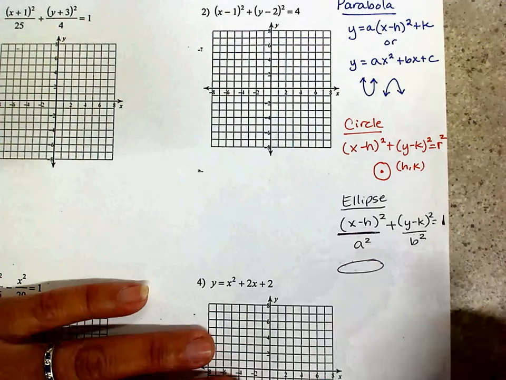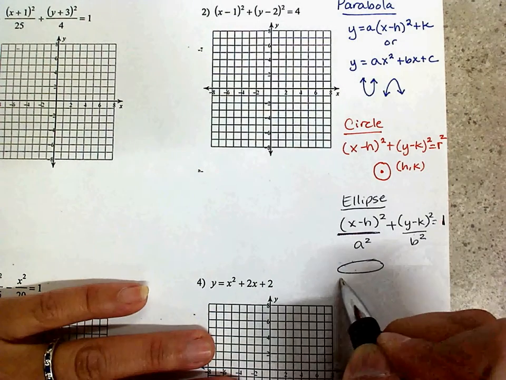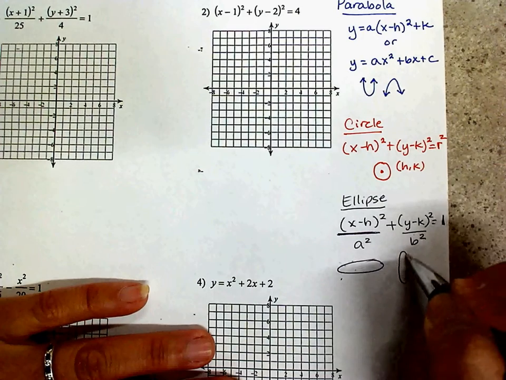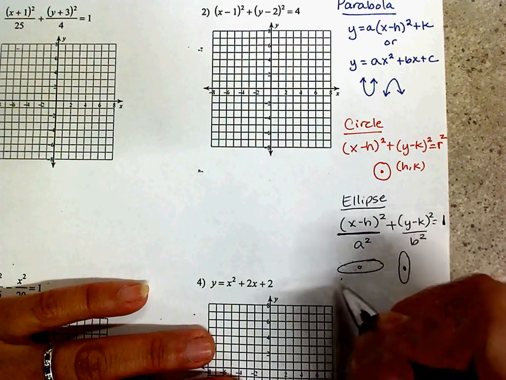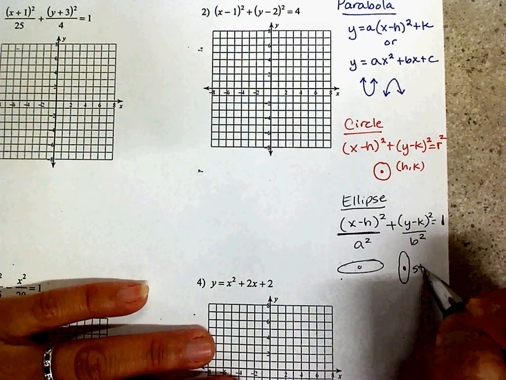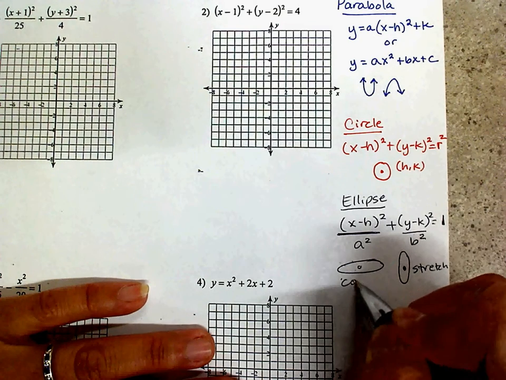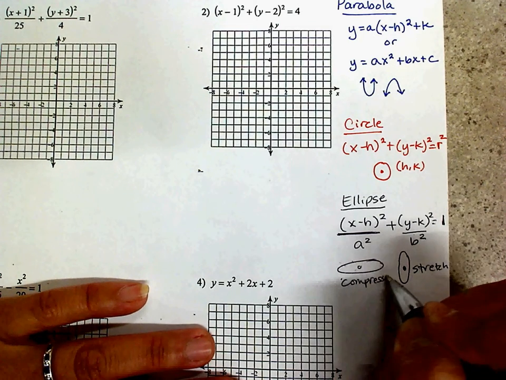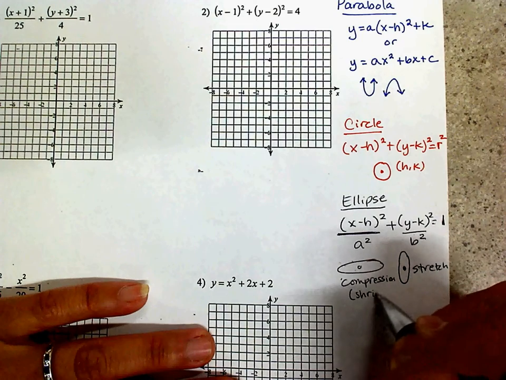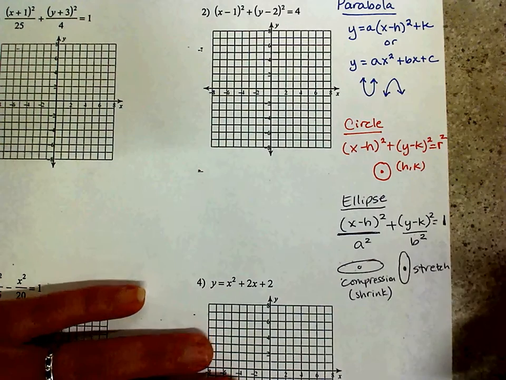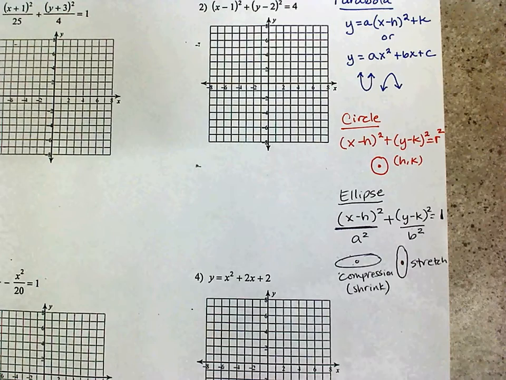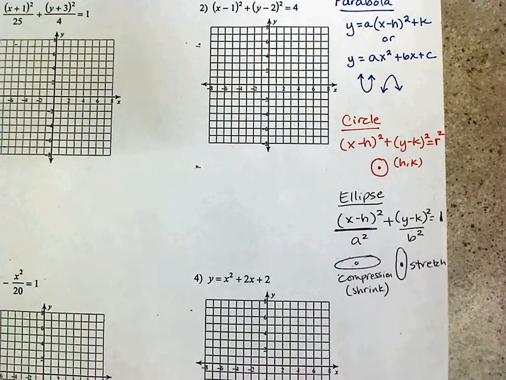It'll look like an oval going this way. That's an ellipse. That is a compression. Or it will look like that with your center also. This is a stretch. Okay? And sometimes you might hear this word as well, a shrink. Sometimes your graph shrank. So shrink, compression. And there you have your ellipse.